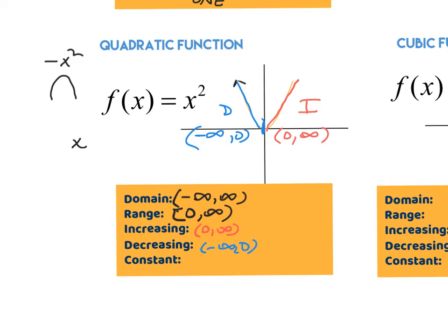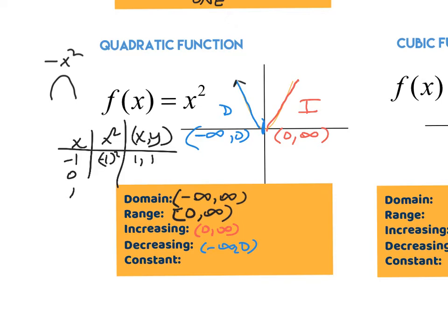So let's do that. Let's plug in -1, 0, and 1 into x squared, and then the ordered pairs we get. When I plug in -1 and I square it, it turns positive. So -1, 1. When I plug in 0 and square it, I get 0, 0. When I plug in 1 and square it, I get 1, 1. So the 3 points are here, here, and here. And again, remember this takes on a U shape.